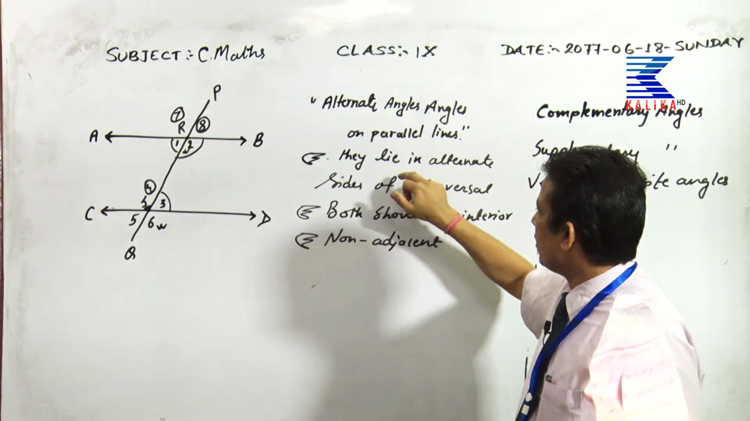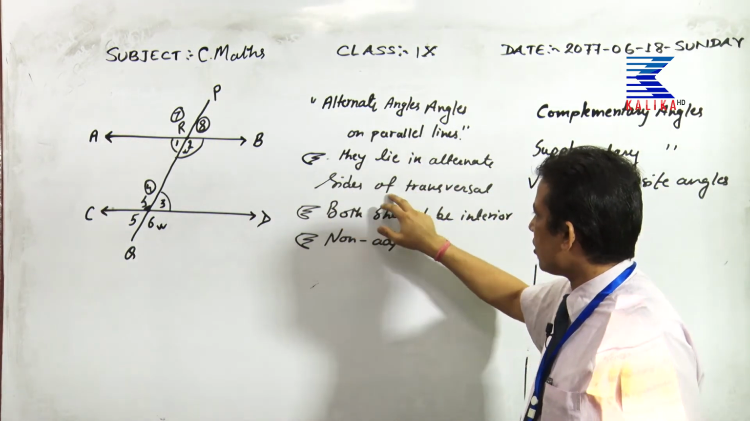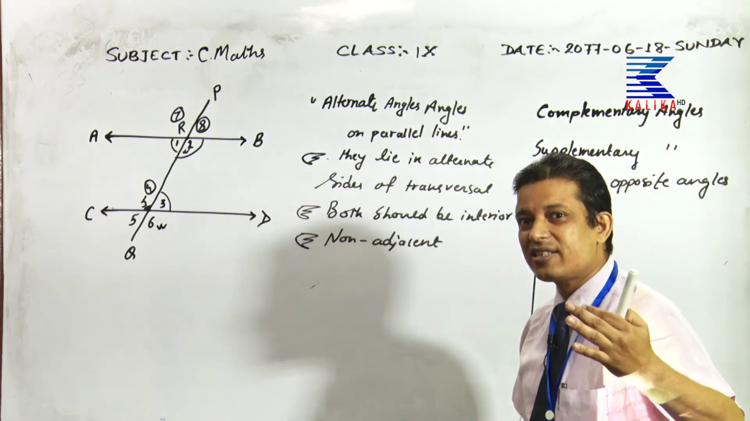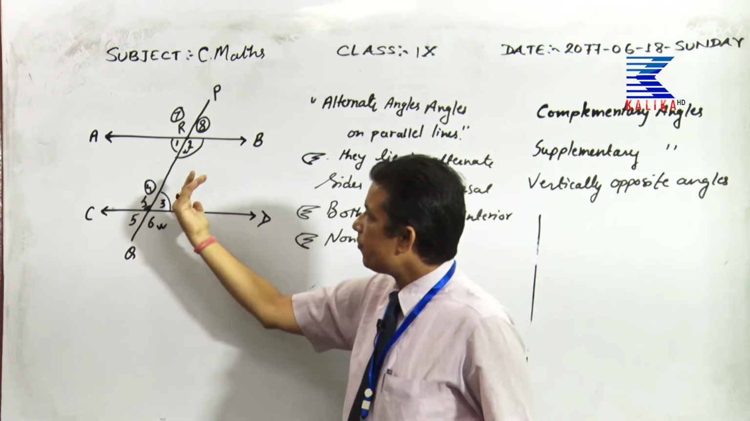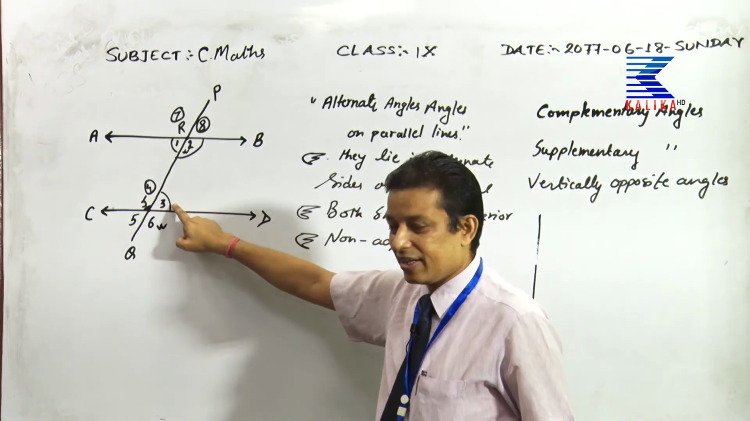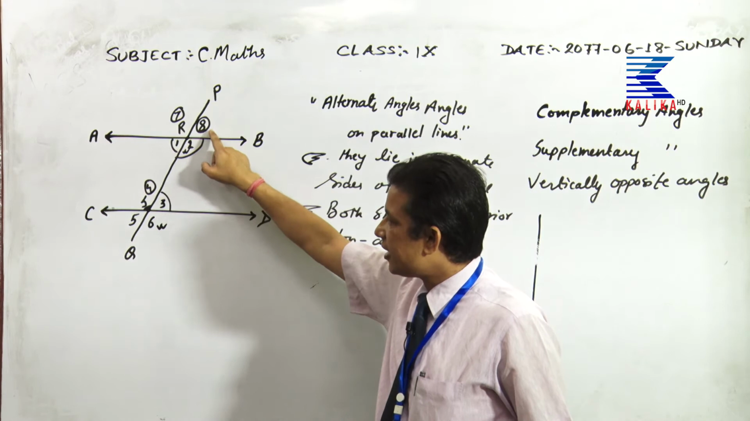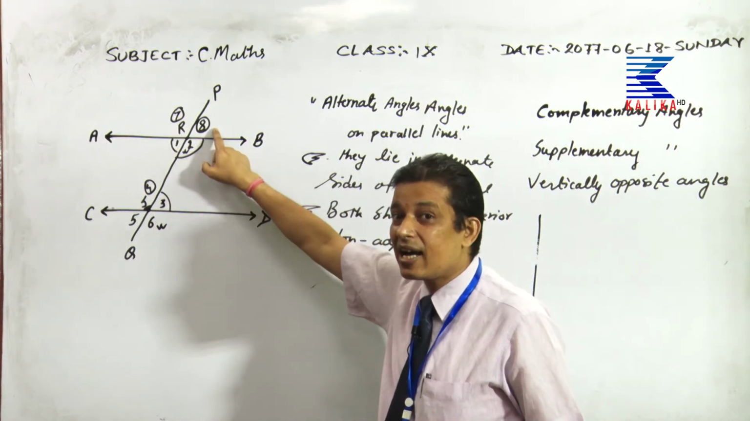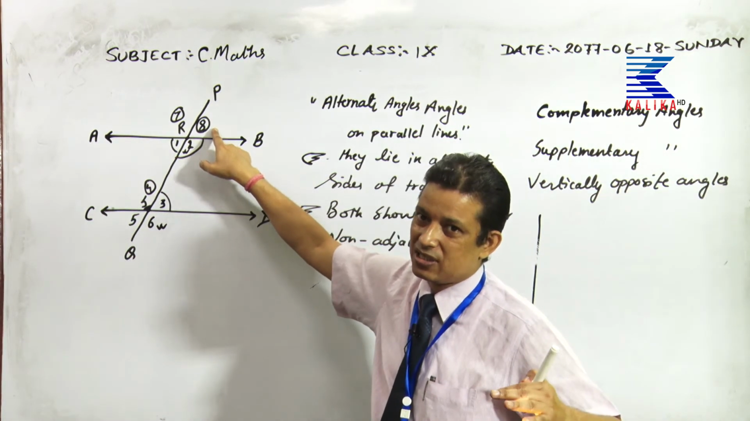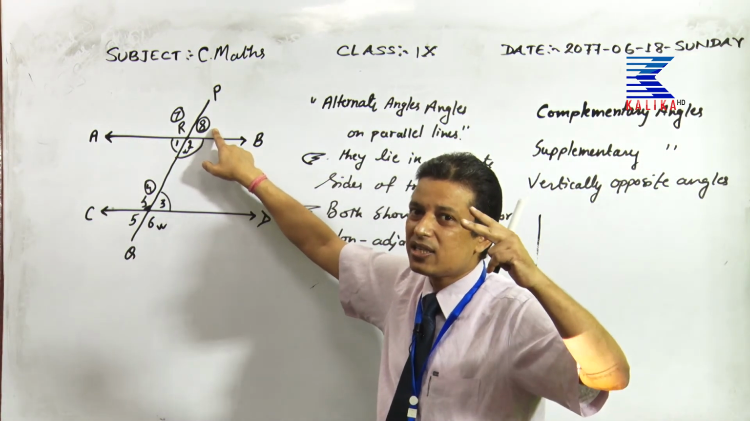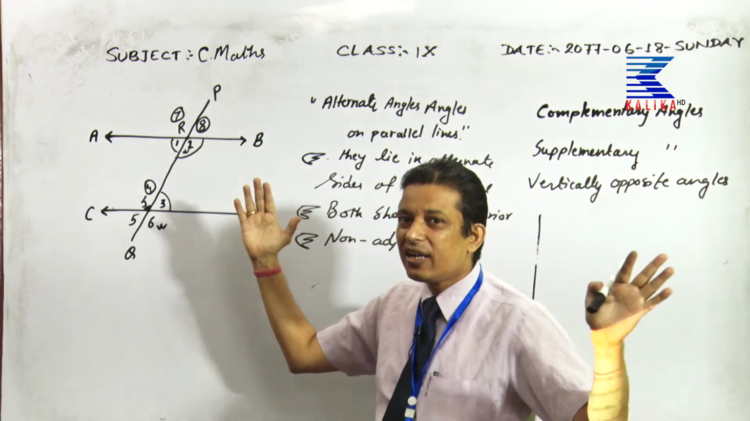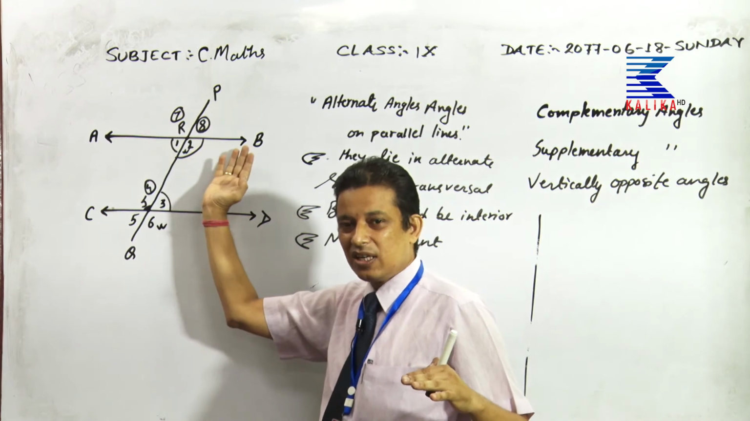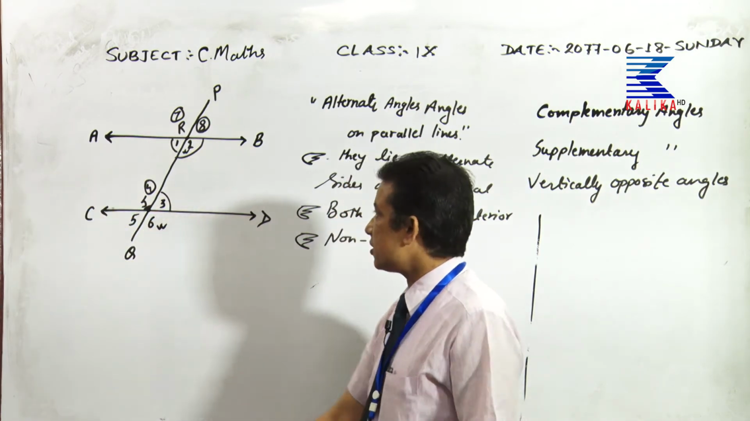They lie in alternate sides of the transversal. They lie in the alternate side of the transversal means if you take 2, you cannot take 3. If you take 2, you cannot take 8, you cannot take 6, because 2, 3, 6, 8 are on the same side of the transversal. We should look for two angles that lie in alternate sides of the transversal. One right of the transversal, then the other should be left of the transversal.